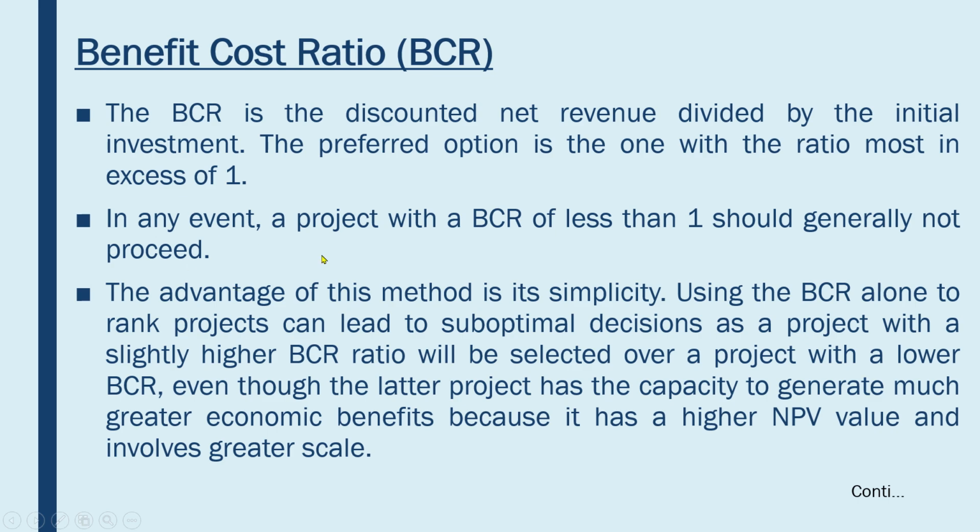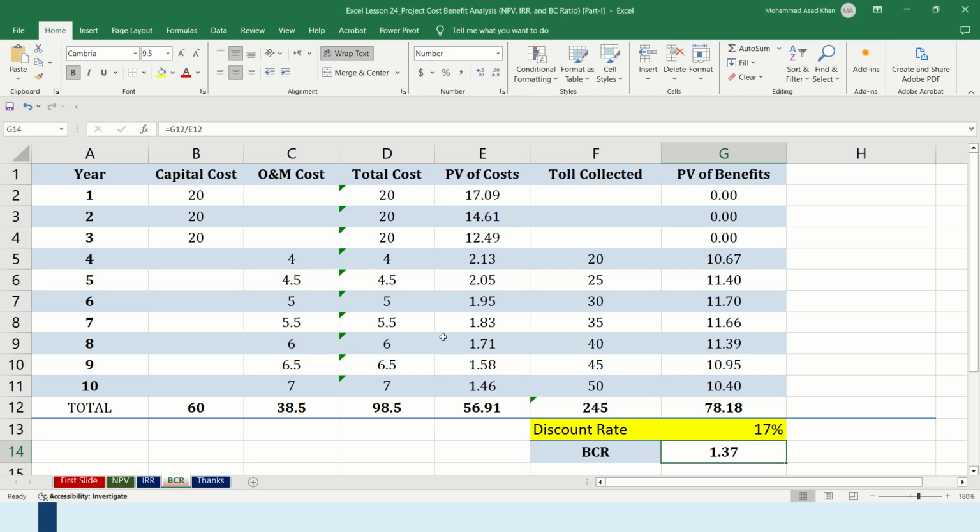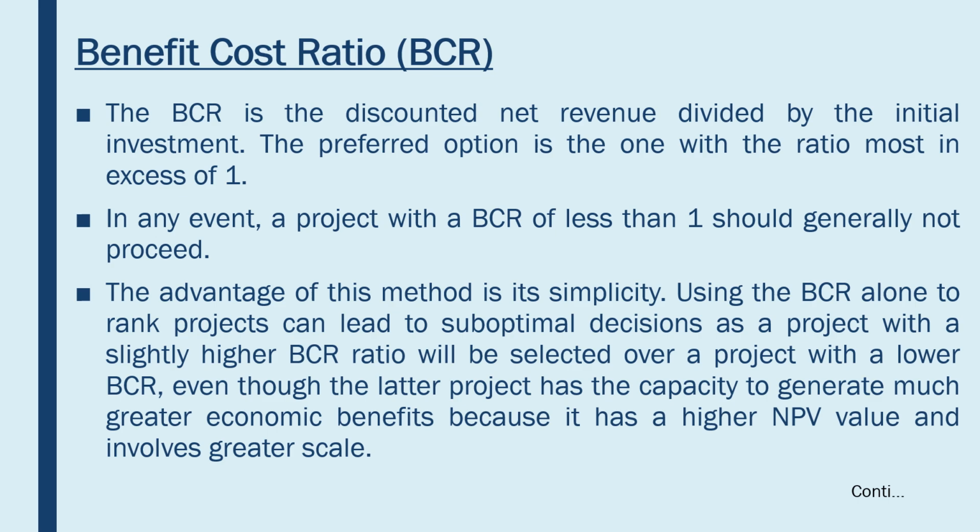In any event, a project with a BCR of less than 1 should generally not proceed. If it's less than 1, say 0.98 or 0.90, that means by investing 1, you are getting 98 cents or 90 cents. So that would not be appropriate. Even with your principal amount, you are getting less than your principal amount. So that would not be suggestible.